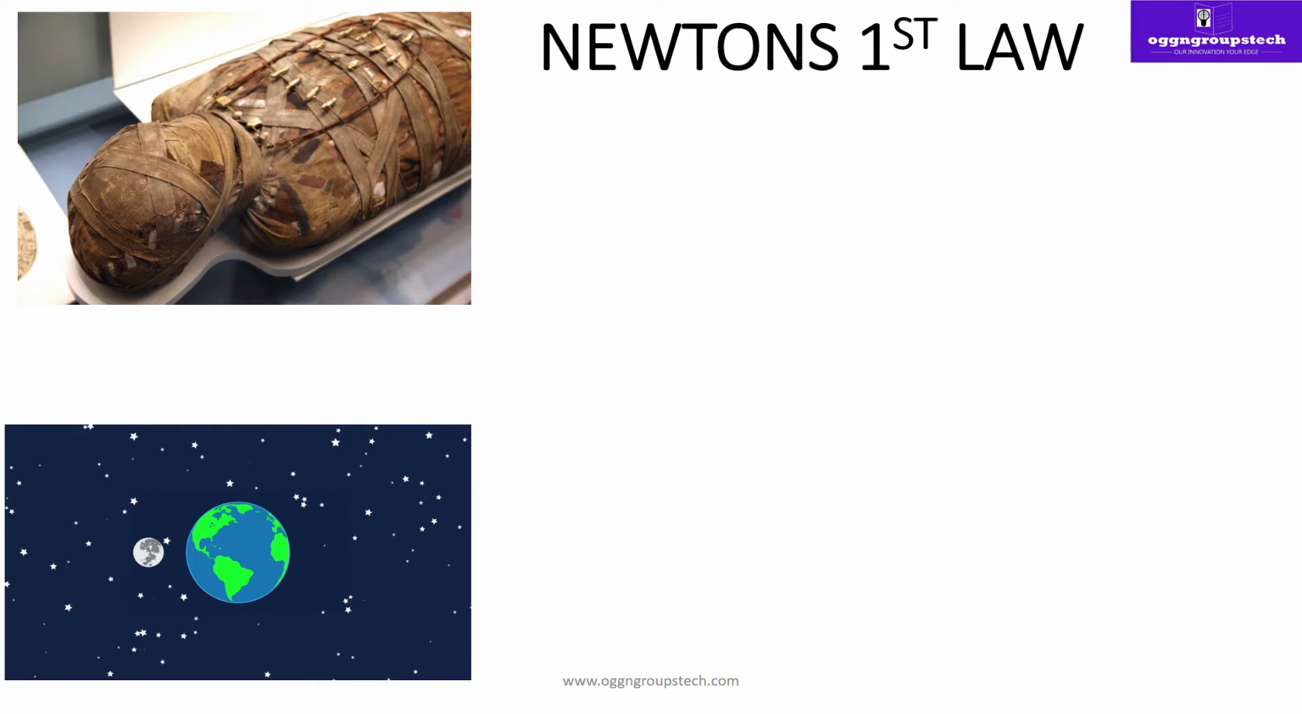We are going to start with our first topic, called Newton's first law. In Newton's first law, we have these two examples. One is a mummy. This is a state of rest and this is a state of motion. Let us first define what is meant by Newton's first law. As we know, Newton's first law says that a body will remain at rest or in uniform motion unless and until some unbalanced force acts on it.